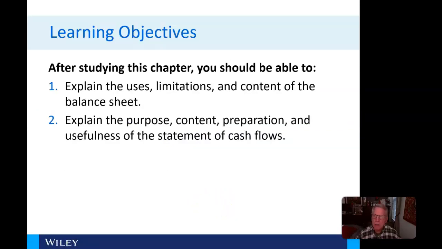Our learning objectives are we're going to take a look at the uses of the balance sheet, but also some of its limitations, and maybe a little more expansion of what the content of those balance sheets include. And we'll explain how we do the same thing for our statement of cash flows.